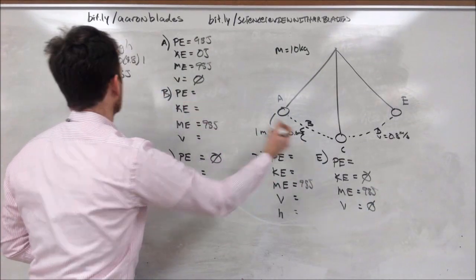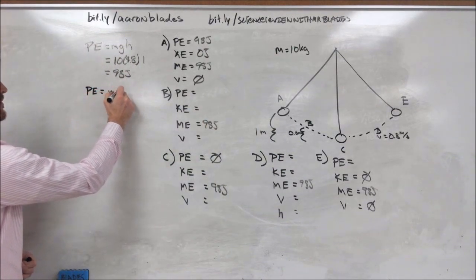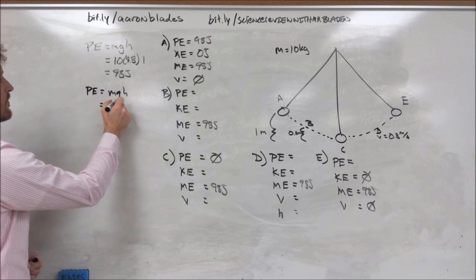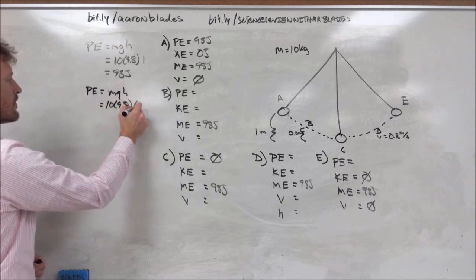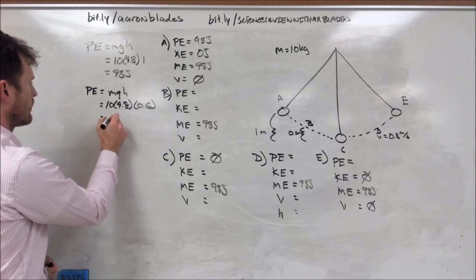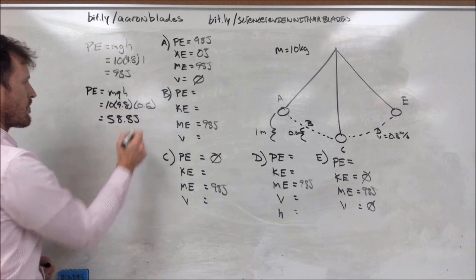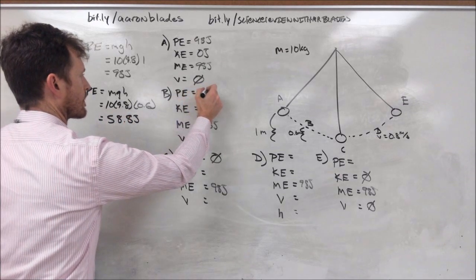Next, the easiest one is going to be calculating potential energy at point B. We have a height of 0.6 meters, and we can apply the same math. 10 kilograms multiplied by 9.8 times 0.6, and that gives us 58.8 joules of potential energy at point B.